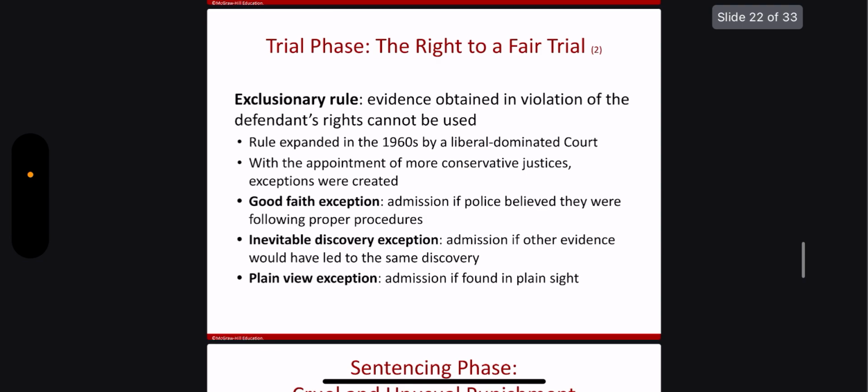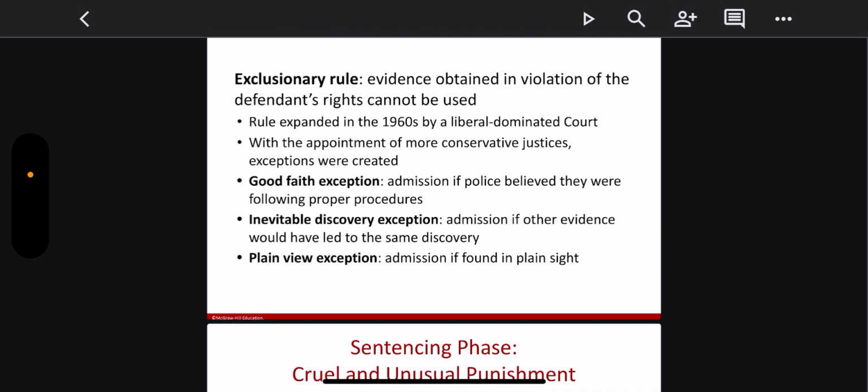Okay? Now, this is the fun part. We have this rule called the exclusionary rule. And basically this means that if there is any evidence obtained in violation of the defendant's rights, it cannot be used. Okay? It cannot be used. Now, there are some exceptions to this rule. However, if, again, evidence is obtained against your rights, it cannot be used.